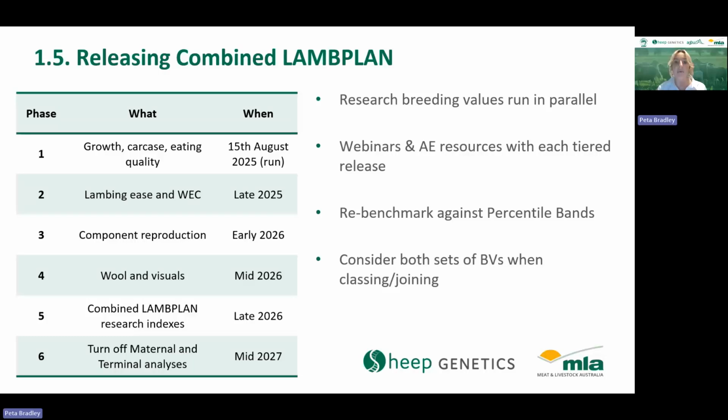As with any enhancement, it'll be really important to ensure that you re-benchmark against the percentile bands. And consider how you're going to use these different sets of breeding values as Sheep Genetics clients, for key classing and joining decisions. Obviously, for people that are purchasing rams within the ram selling season, we expect for 2025, the key purchasing will be done on the existing evaluations that people are familiar with. But please start to engage and encourage your clients to consider Combined LAMBPLAN and begin that learning journey with them early rather than at the point of when we're switching over in 2027.